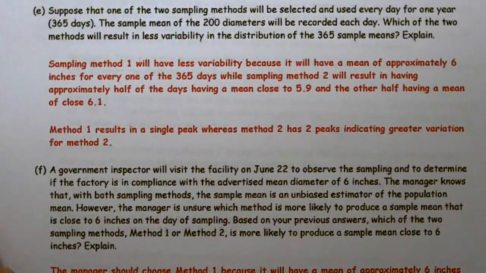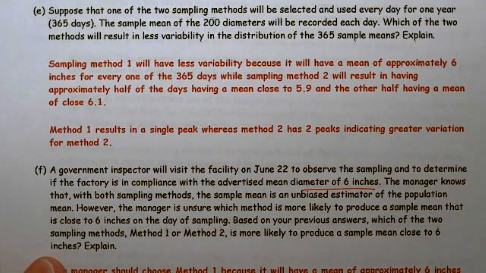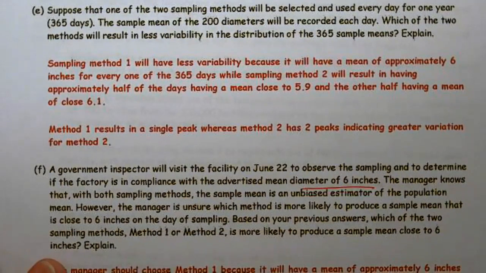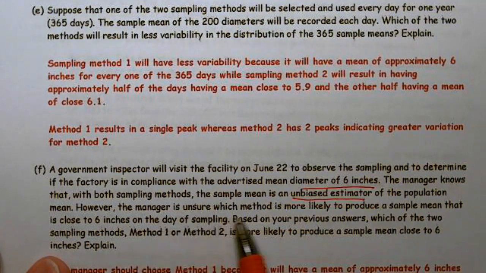A government inspector will visit the facility on June 22nd to observe the sampling and to determine if the factory is in compliance with their advertised mean diameter of 6 inches. The manager knows that with both sampling methods, the sample mean is an unbiased estimator. When it says unbiased estimator, that means the mean of the sample will equal the mean of the population. So they know that when they take a sample, it's going to match whatever the population mean is. However, the manager is unsure which method is more likely to produce a sample mean that is closer to 6 inches on the day of sampling.